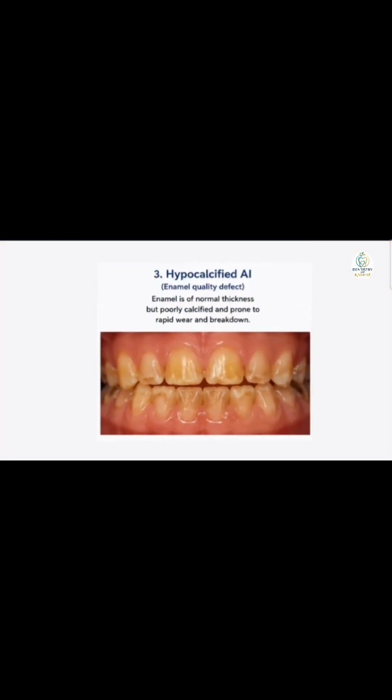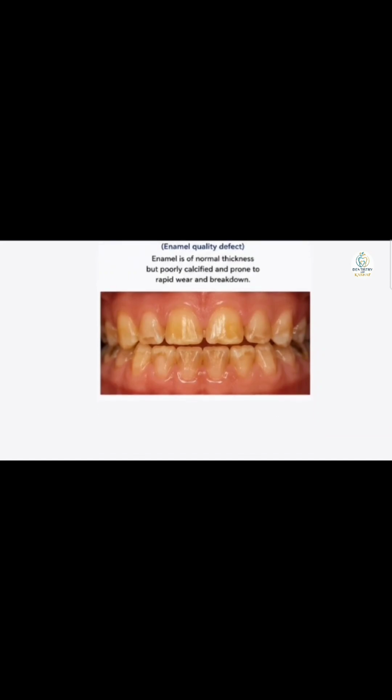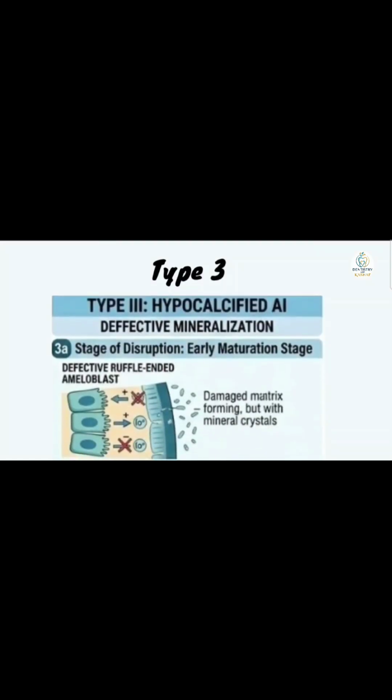Then there's type 3, called hypocalcified amelogenesis imperfecta. Enamel quality defect. Still here the enamel quality is defective. Enamel is normal thickness but poorly calcified and prone to rapid wear and breakdown. How it looks is like this. Then we talk about why this occurs: in the early maturation phase, where there is a damaged matrix forming but with mineral crystals. Early maturation stage, we already discussed the maturation stages.